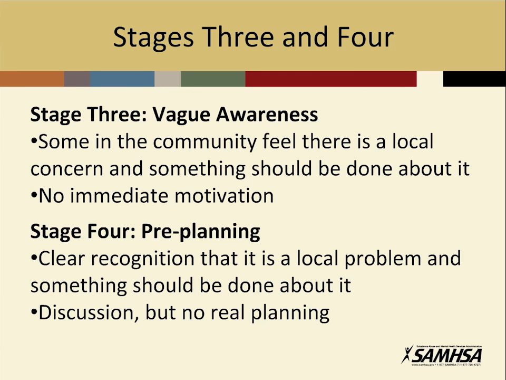In stage 3, some people in the community feel that this is just a local concern. Something has to be done about it, but we just don't know what to do, or there's no motivation to do anything. Stage 4, pre-planning. Now the community's members are starting to have a recognition that this is a problem. It's happening here in our community, and we need to do something about this. But again, it's people discussing this, and there's no real planning yet.